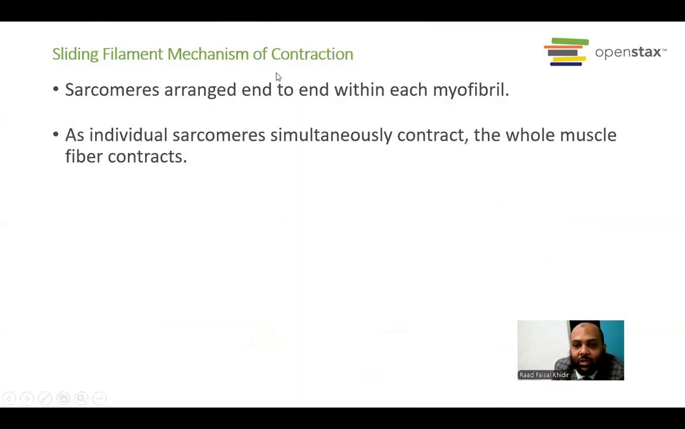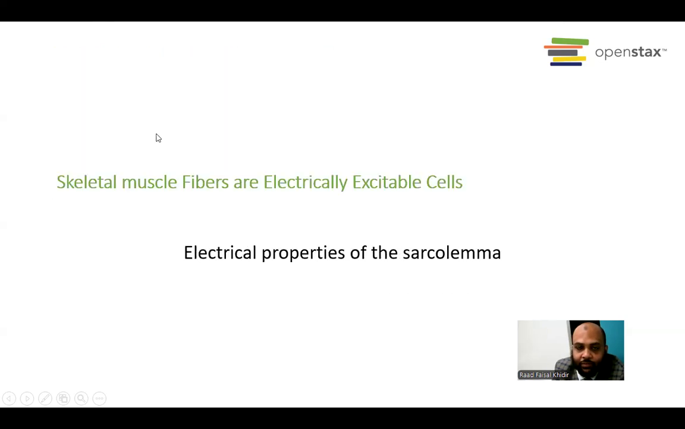The sarcomeres are arranged end to end within each myofibril. As individual sarcomeres simultaneously contract, the whole muscle fiber contracts. Now, skeletal muscle fibers are electrically excitable cells. They have electrical properties of the sarcolemma. So now in the plasma membrane, remember how we drew the phospholipid heads and the tails?